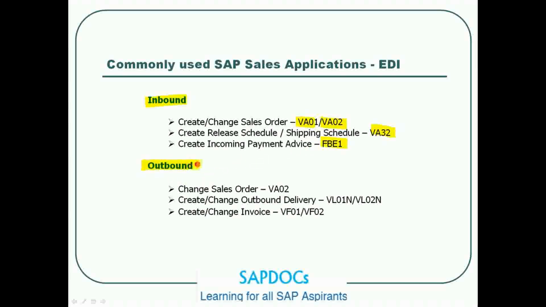For the outbound, there is change sales order. This is where you send the confirmation to the customer saying that I have received your sales order. For outbound delivery, when you ship the goods to the customer, you will use VL01N and VL02N. Create and change invoice, VF01 and VF02. And all these are application transactions.